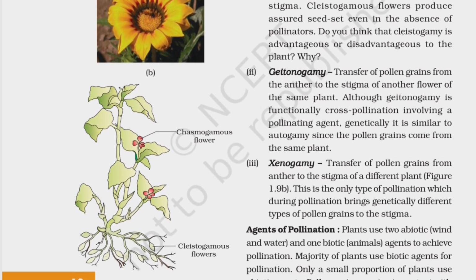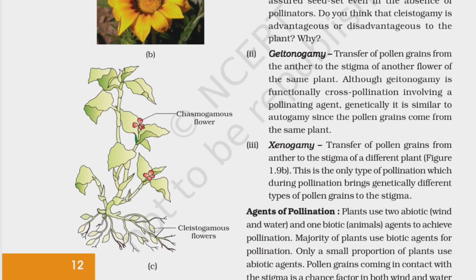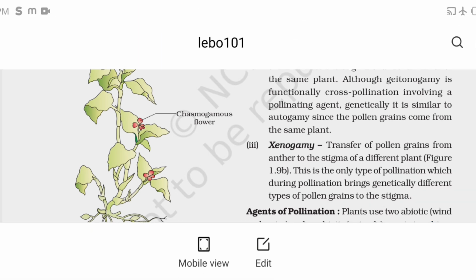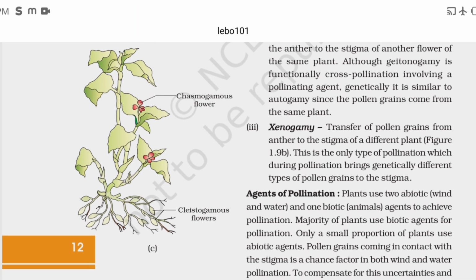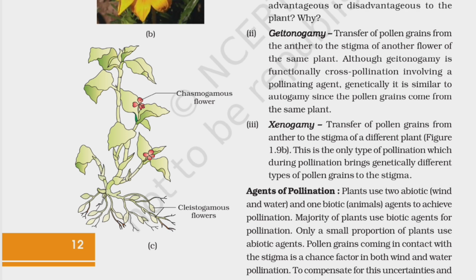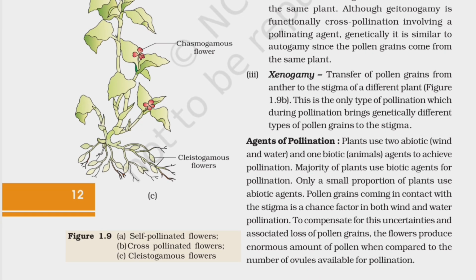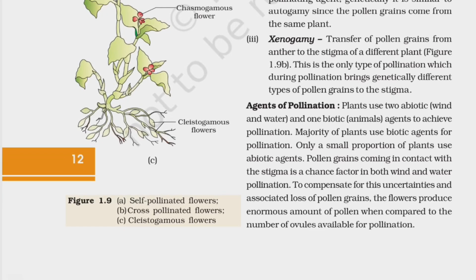Do you think cleistogamy is advantageous or disadvantageous in flowering plants? Why? Geitonogamy. Transfer of pollen grains from the anther to the stigma of another flower of the same plant. Although geitonogamy is functionally cross-pollination involving a pollinating agent, genetically it is similar to autogamy since the pollen grains come from the same plant. Xenogamy, transfer of pollen grains from the anther to the stigma of a different plant. This is the only type of pollination which during pollination brings genetically different types of pollen grains to the stigma.